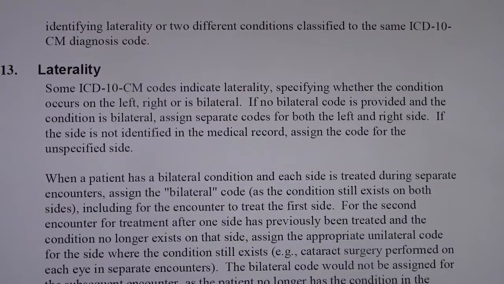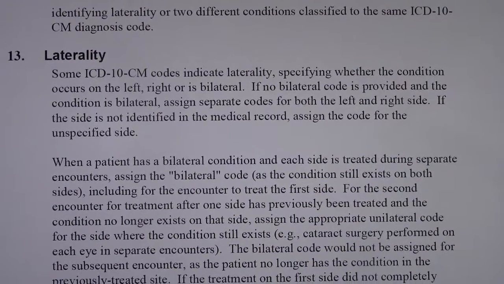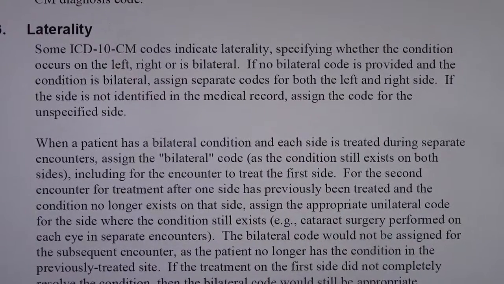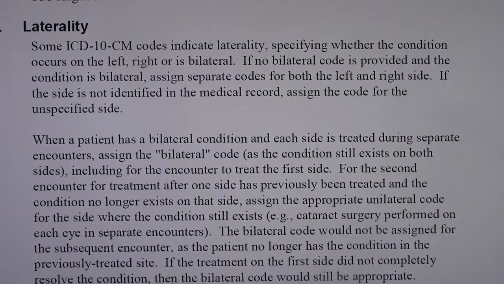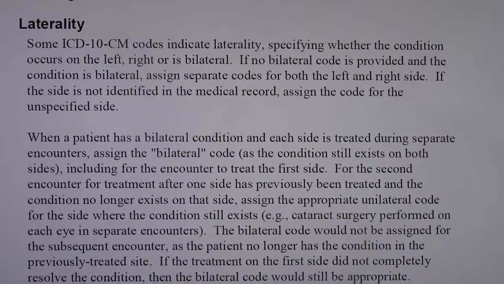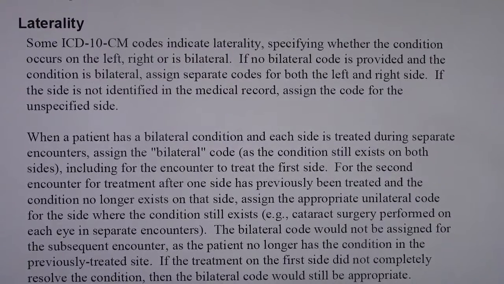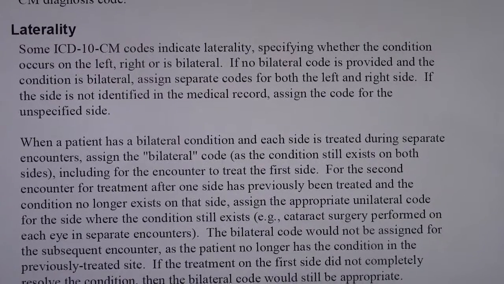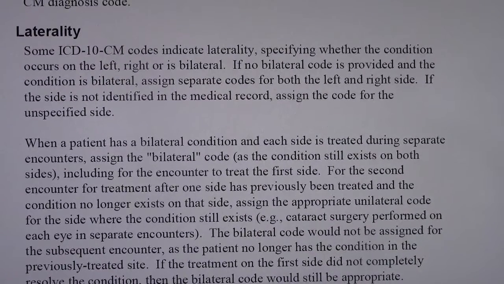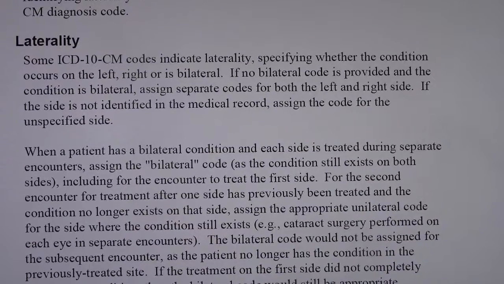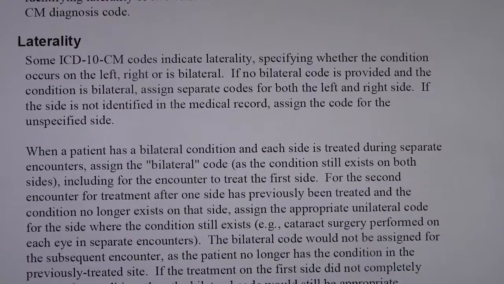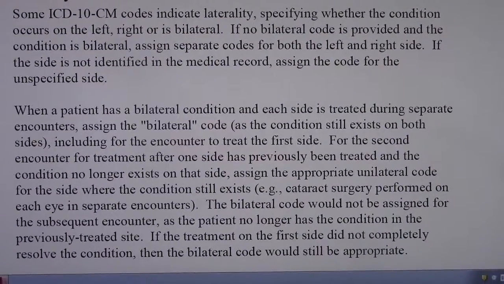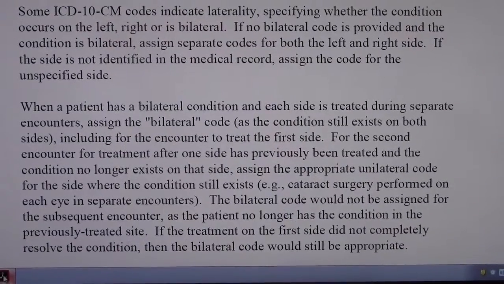Going on, when a patient has a bilateral condition and each side is treated during separate encounters, then assign the bilateral code as the condition still exists on both sides, including for the encounter to treat the first side. And for the second encounter, for treatment after one side has previously been treated and the condition no longer exists on that side, then you'd assign the appropriate unilateral one-side code for the side where the condition still exists.